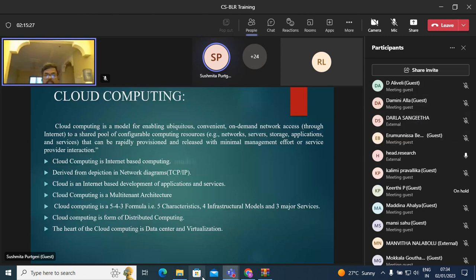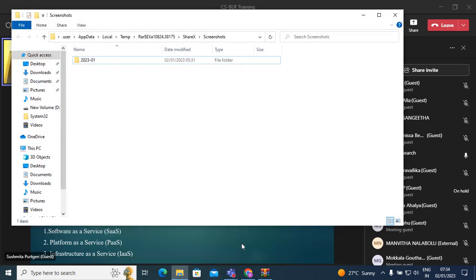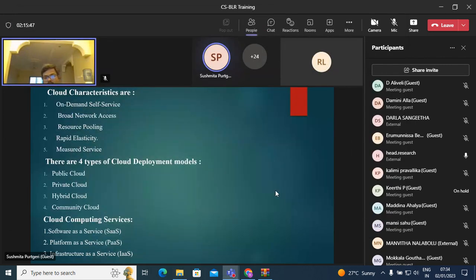The first one is cloud characteristics. Those are on-demand self-service, broad network access, resource pooling, rapid elasticity, and measured services. On-demand self-service means customers can automatically provision computing capabilities and resources on their own when needed without any human intervention. Broad network access means the capabilities are available over the network through standard devices such as cell phones, laptops, pads, etc.